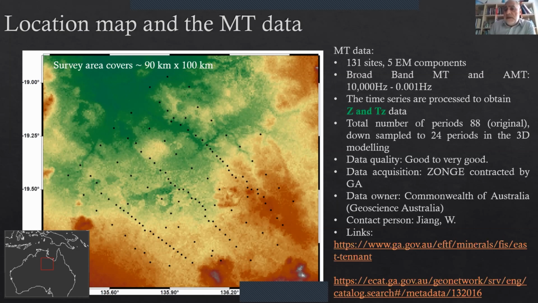In terms of quality, the data are good to very good. Data acquisition was done by Zonge engineers contracted by Geoscience Australia. These two links show other metadata about the data, and you can obtain this data from these two links.